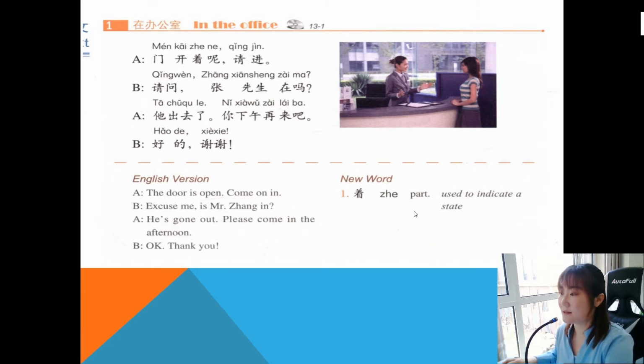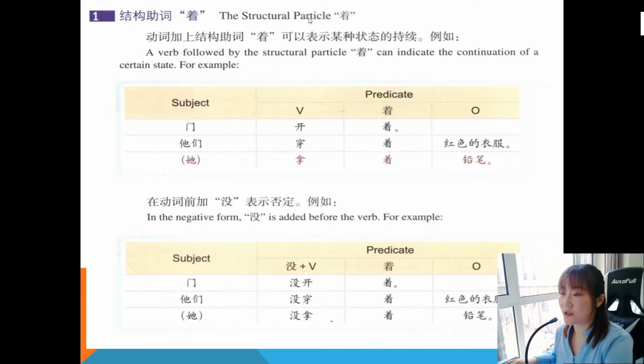好的，谢谢。Okay, thank you. So here the structure particle 着 indicates the continuation of a certain state. So 门开着呢, 开 is a verb, is open or opening. Because the door is continuing to open, right? Continuing opening. So like this one, 他们穿着红色的衣服, 穿着 because they are wearing clothes, right?